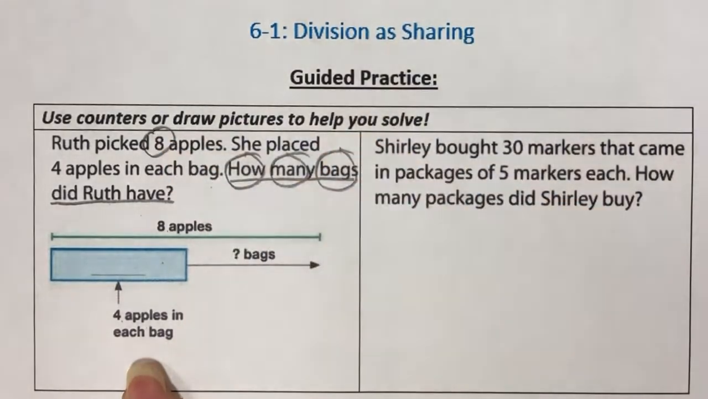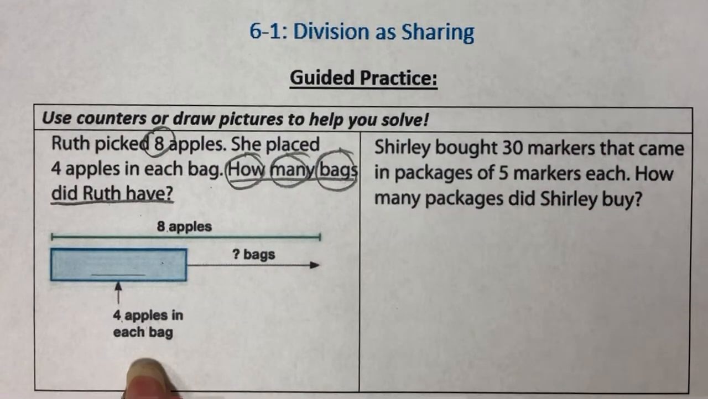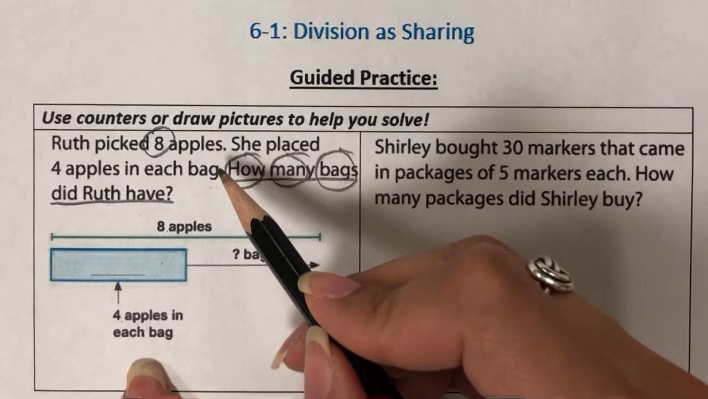8 is our total. Again, division word problems will tell you the total. We're not solving for the total when we divide. We're solving for the number of groups or the number in each group when we divide. So it's different from multiplication.